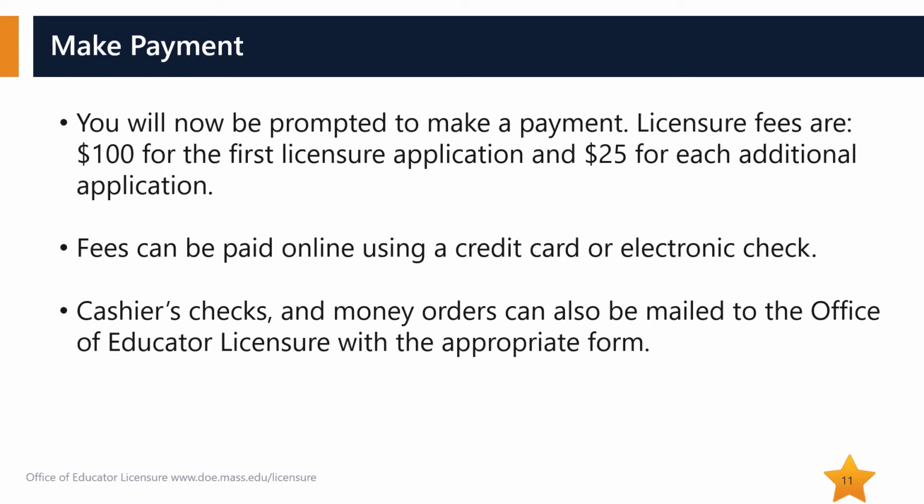Please first submit a $100 payment for the first license you apply for and $25 for each additional license. Payments may be submitted directly through ELAR or mailed to the Office of Educator Licensure. If additional assistance would be helpful, please view our How to Apply for License in ELAR, a step-by-step guide. You can find this guide through the link within the overview located directly beneath this video.